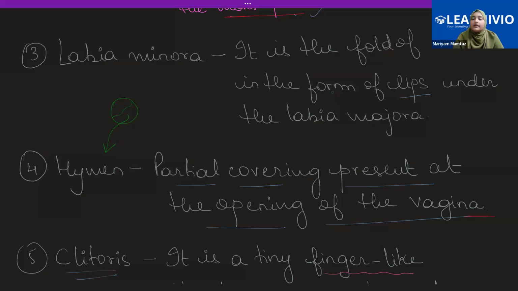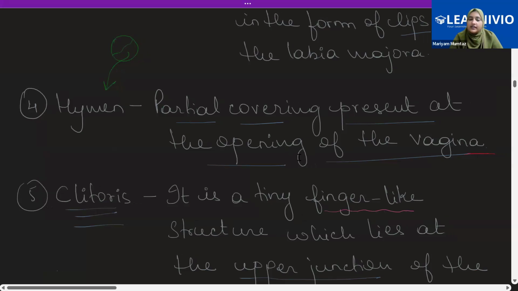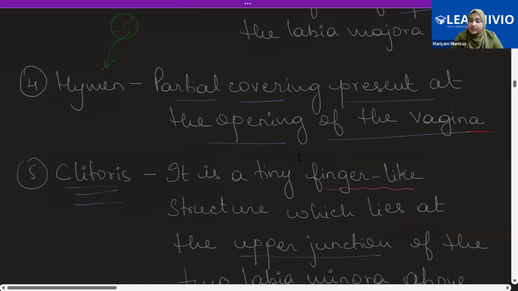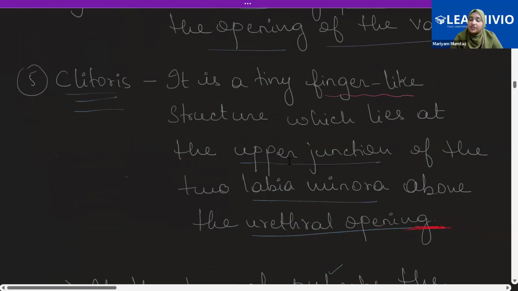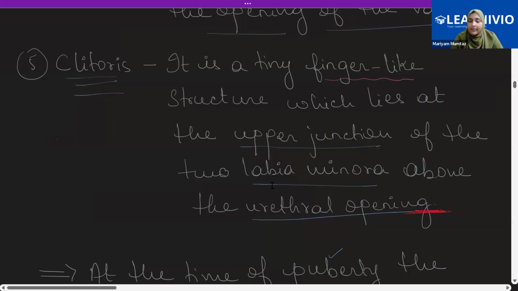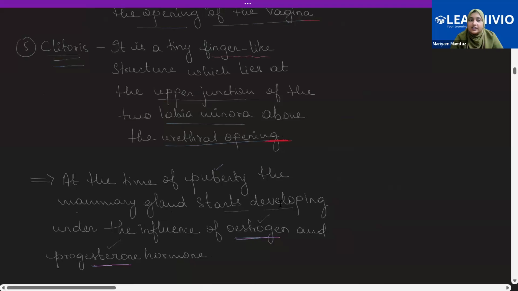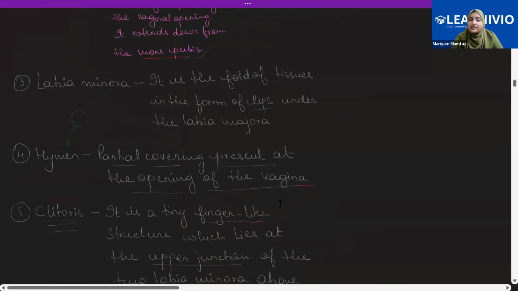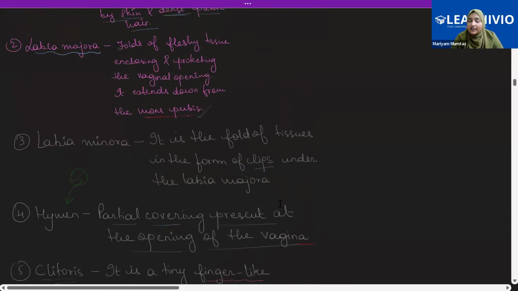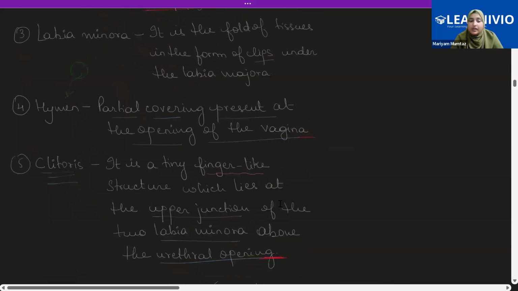Understood? Then under external genitalia, there comes the clitoris also, which is a tiny finger-like projection at the upper junction of the two labia minora, and it is right above the urethral opening. So these are the 5 external genitalia parts of the human female.